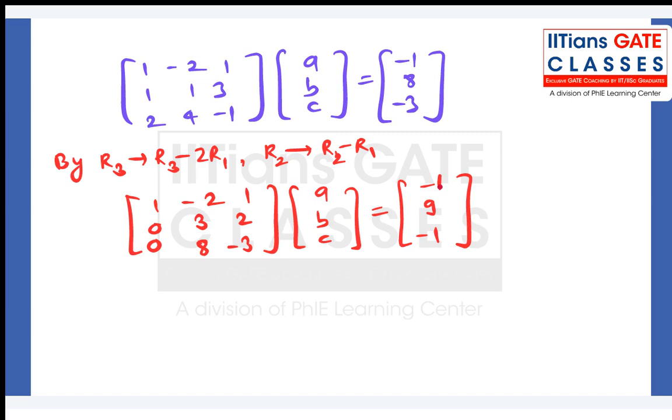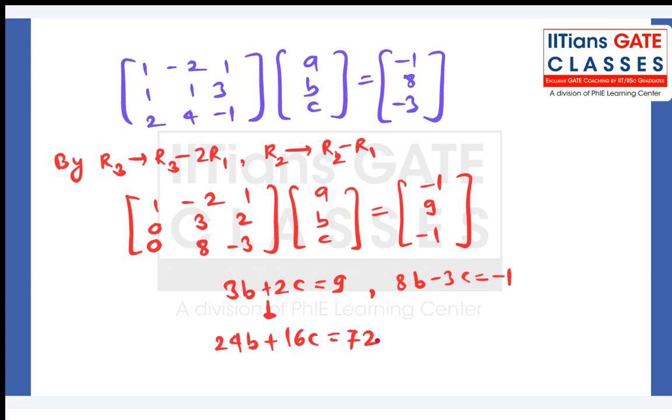That will give you 3b plus 2c equal to 9, and another equation will be 8b minus 3c equal to -1. So what I can do is multiply the first equation by 8 and the second equation by 3. So this will become 24b plus 16c equal to 72, and this will become 24b minus 9c equal to -3. Why do I do that? Because now you can see we can subtract these equations and get some answers.